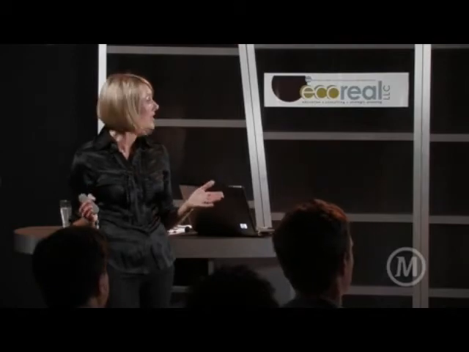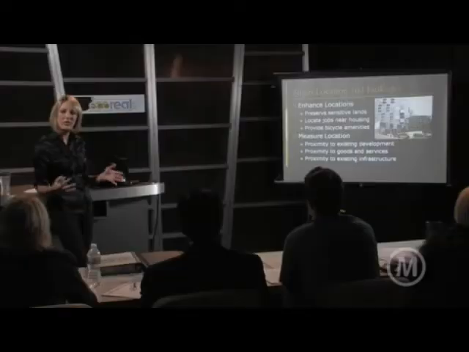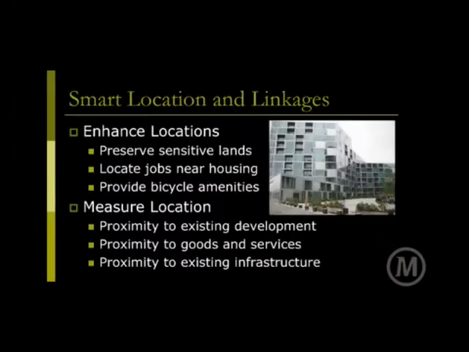Enhance locations. This is part of smart locations and linkages. So this is the first big category in the LEED for neighborhood development rating system. Preserve sensitive lands. So preserving green fields, natural places, good for agriculture, that have not been developed on yet, keeping those how they are. We have our urban growth boundary, and that's kind of something we're conscious of here in Oregon. And that's something you'll see in the other rating systems as well as we look at new construction. Locate jobs near housing. That has not only convenience factors, but less CO2 emissions because less automobile use. Provide bicycle amenities. We're a bike town. We know the benefits of that.